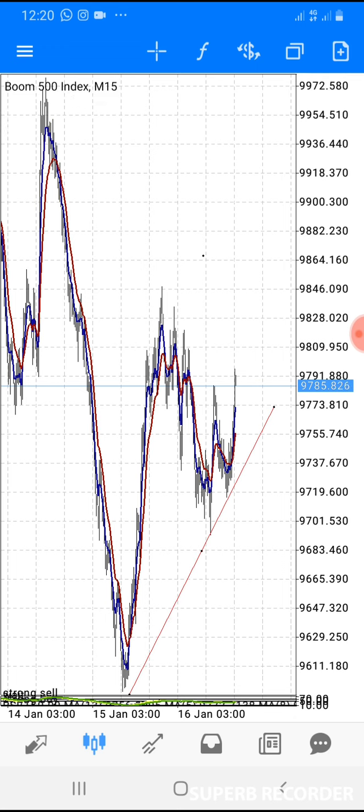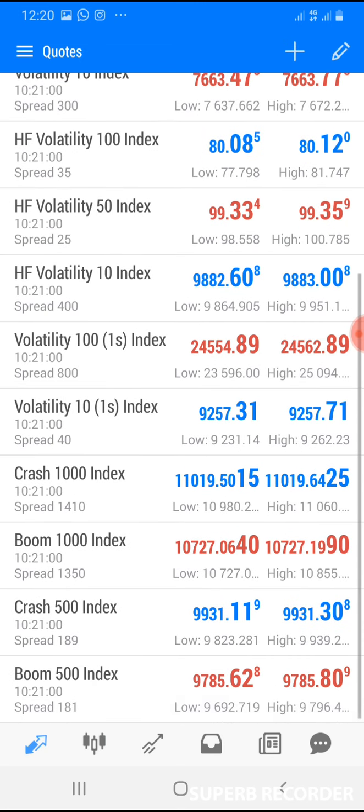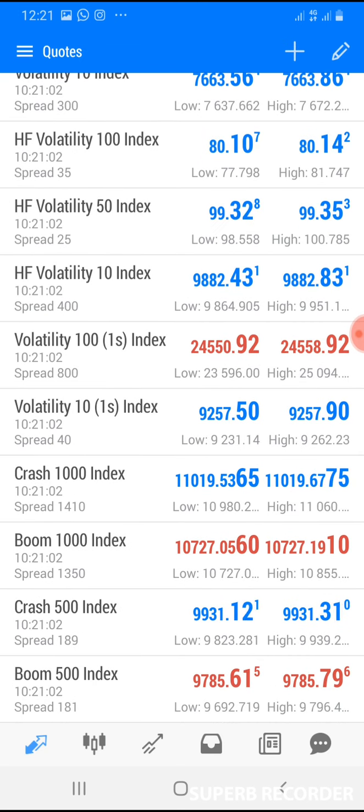Something like this. Already you know you're in an uptrend. Okay, so you can't enter. So you wait until you have a perfect condition. So let's go to the crash.